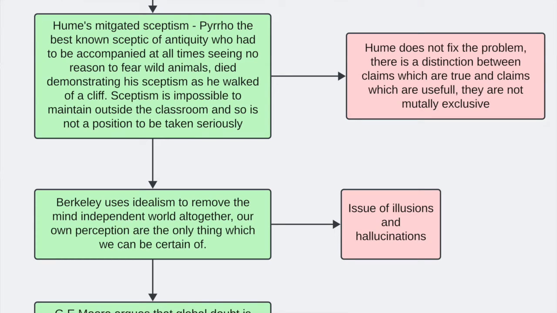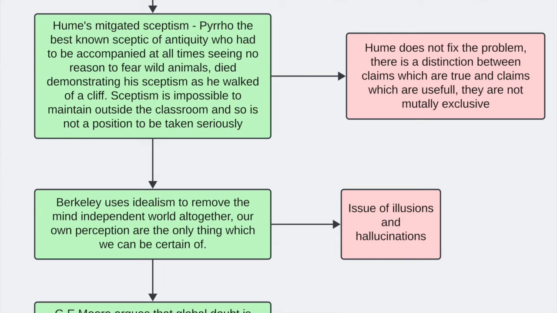Now, in the Inquiry, which I have on my desk, Hume highlights, and I don't know how you say this, I think it's Pyrrho or Phero, the best known skeptic of antiquity, who had to be accompanied at all times because he saw no reason to fear wild animals or carts that were flying towards him. And the legend goes that he died, he was blindfolded, and he walked off a cliff because of his skepticism. He had no reason to fear the external world, and then he fell to his death.